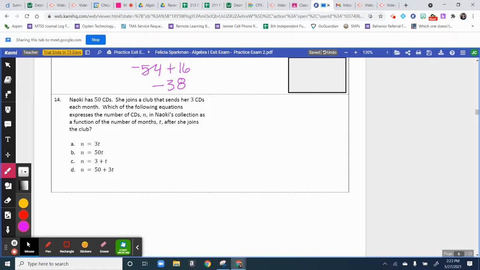14. Naoki has 50 CDs. She joins a club that sends her 3 CDs each month. Which of the following equations expresses the number of CDs N in Naoki's collection as a function of the number of months T after she joins the club? So she has 50, right? So that's an initial value. That's then your y-intercept. She gets 3 CDs each month, so that's a rate. So that's your slope. So then you just put that into your equation and see which one matches.